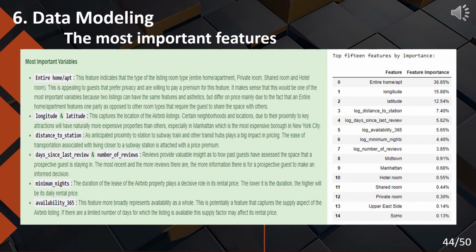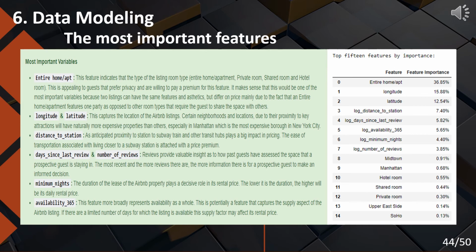It makes sense that this would be one of the most important variables because two listings can have the same features and aesthetics, but differ on price mainly due to the fact that an entire home/apartment features one party as opposed to other room types that require the guest to share the space with others.